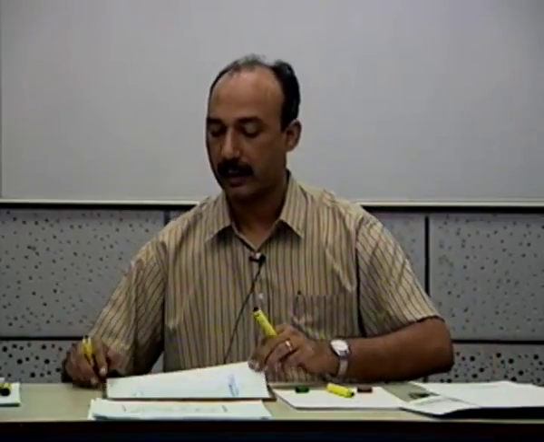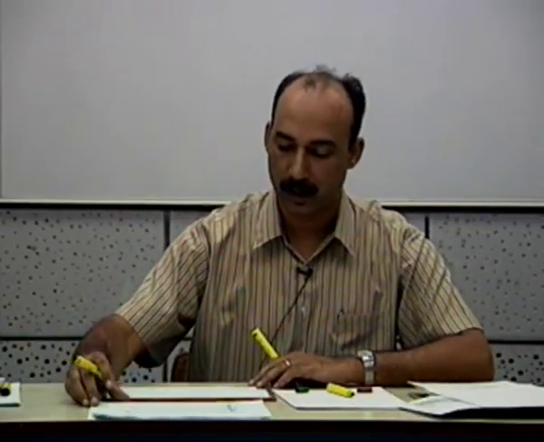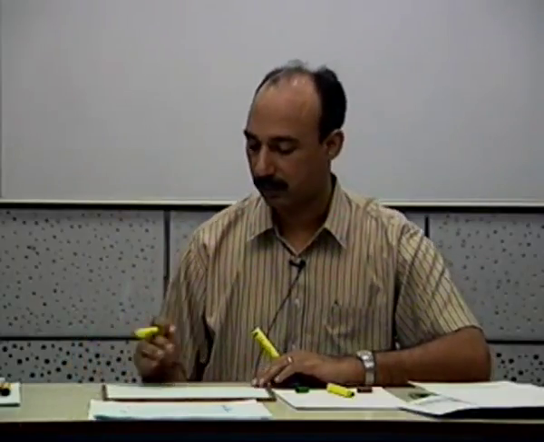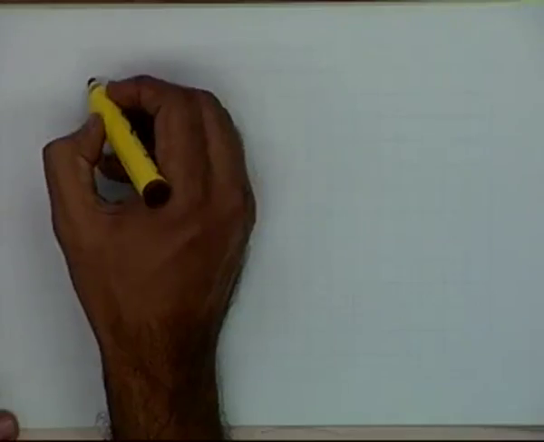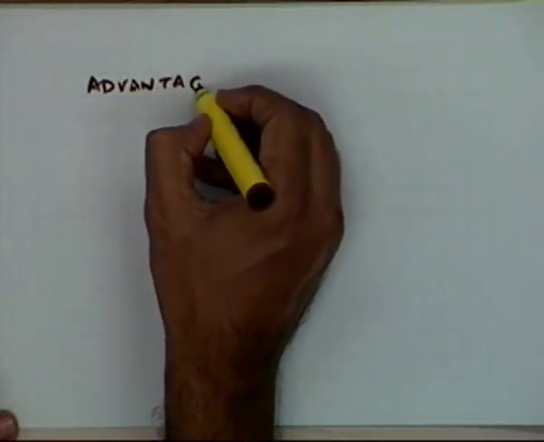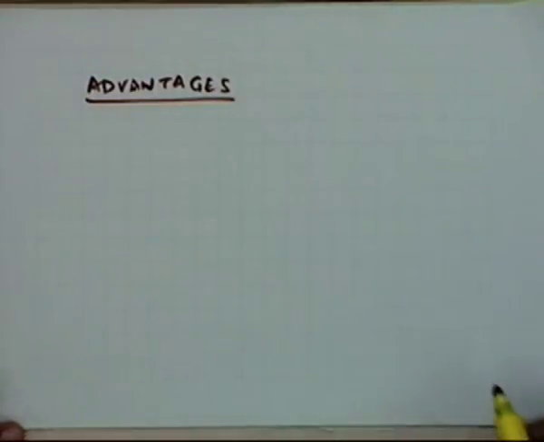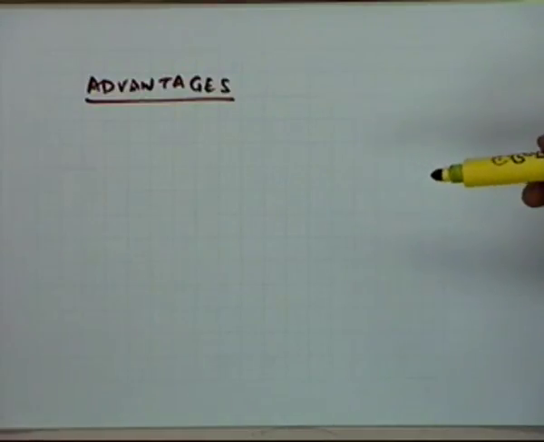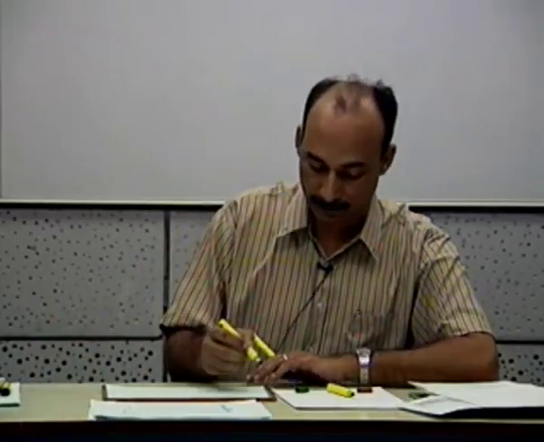Now having known this, let's look at the suitability of this method. What are the various conditions under which this can be suitable? First of all, let's look at some of the advantages, which will also cover the conditions under which this method can be suitable. What will be the possible advantages? The first advantage is that you have complete control on the supply of water.